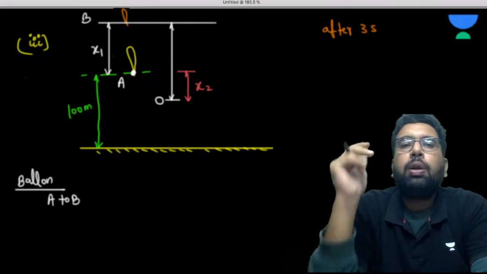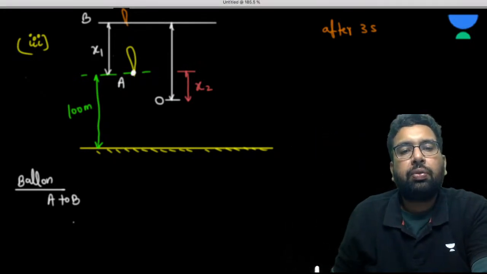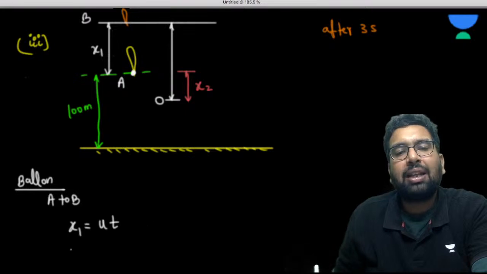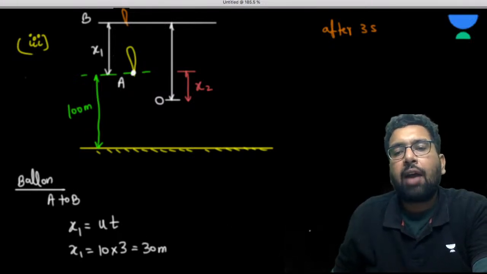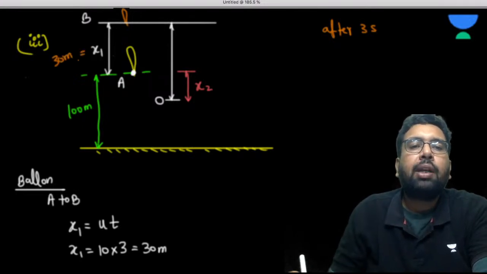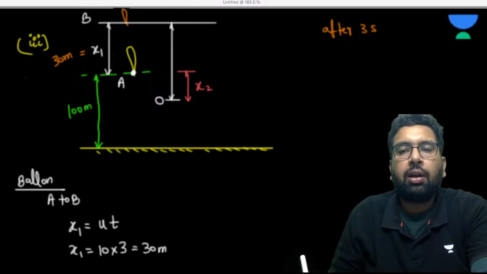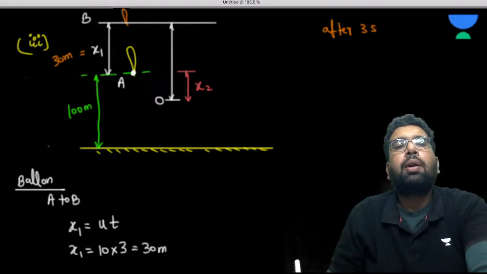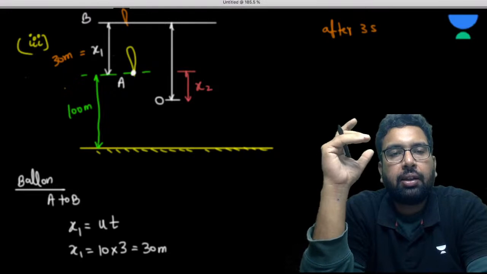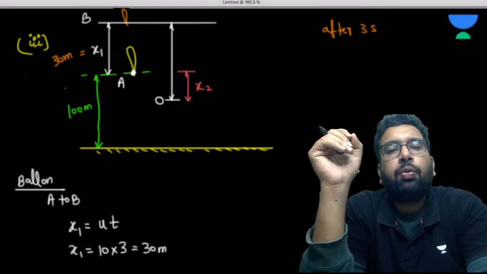Now from A to B, what is going to be this x1 distance? We know displacement is equal to ut plus half at square. Half at square, a is 0, so simply we can say x1 is 10 into the time. After 3 seconds, this is 30 meter. So you have this x1 which is 30 meter. From the initial position from where the stone has been dropped, the balloon has reached the 30-meter mark, a position 30 meter above that point.